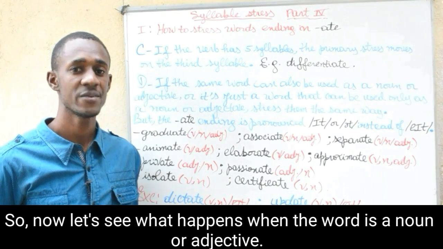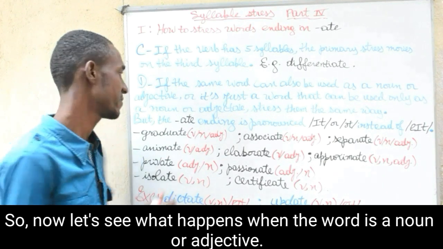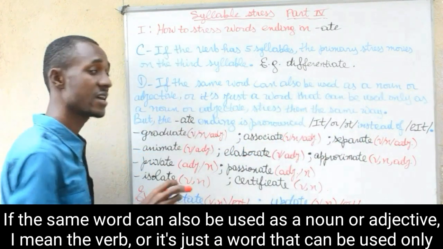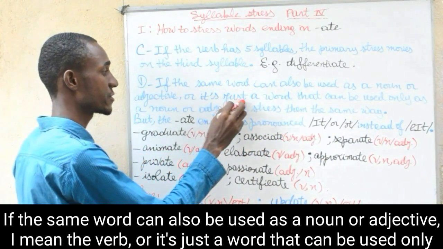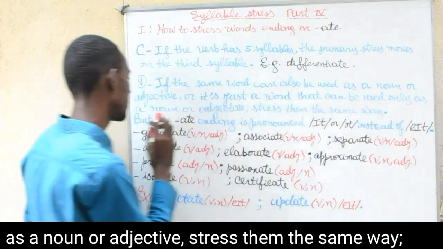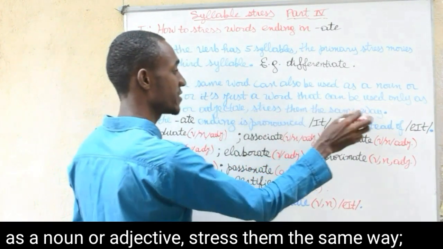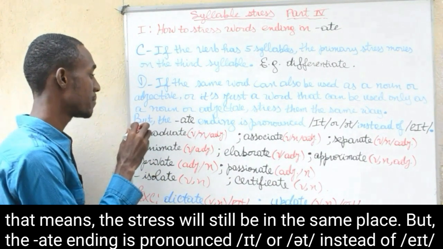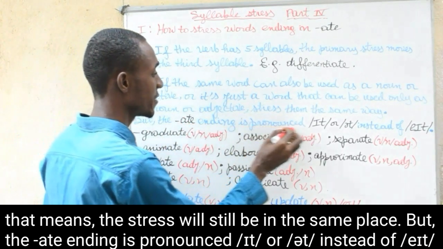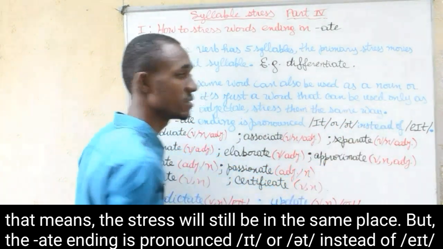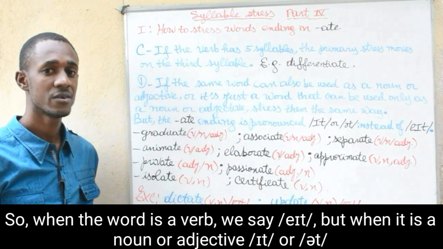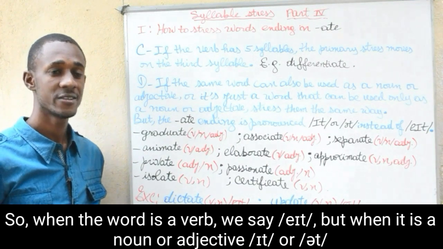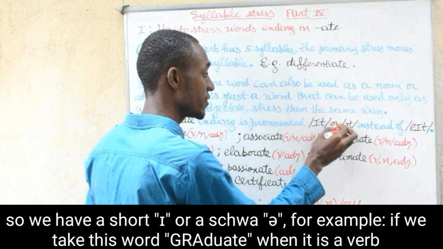Now let's see what happens when the word is a noun or adjective. If the same word can also be used as a noun or adjective, I mean the verb, or it's just a word that can be used only as a noun or adjective, stress them the same way. That means the stress will still be in the same place. But the ATE ending is pronounced it or ət instead of ate. So when the word is a verb, we say ate, but when it is a noun or adjective, we say it or ət. So we have a short sound.